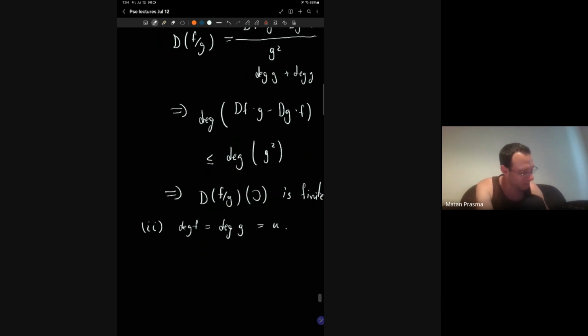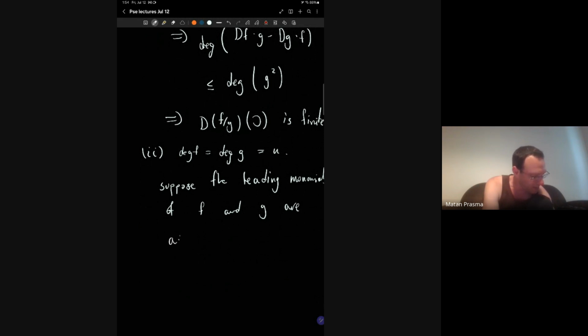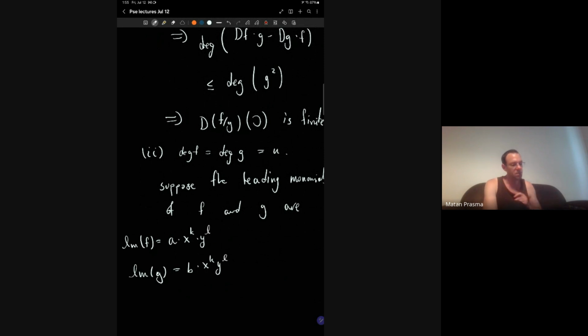And indeed, suppose the leading monomials of f and g are, let's say, a times x to the k y to the l, the leading monomial of f, and the leading monomial of g is something else, but it has to be of the same degree, and so it has to be also b times x to the k y to the l. That's also fine.